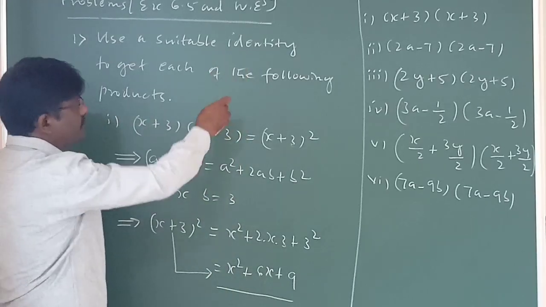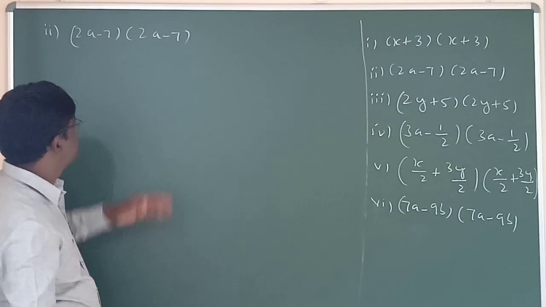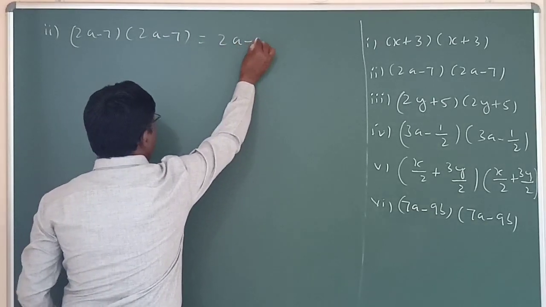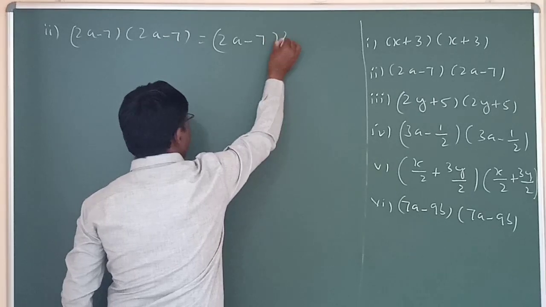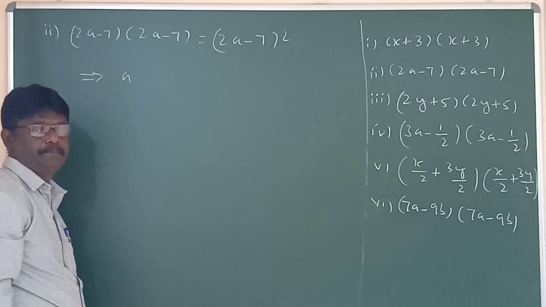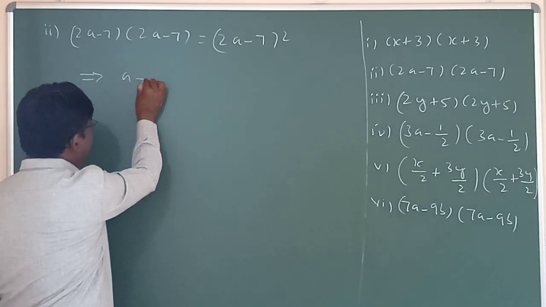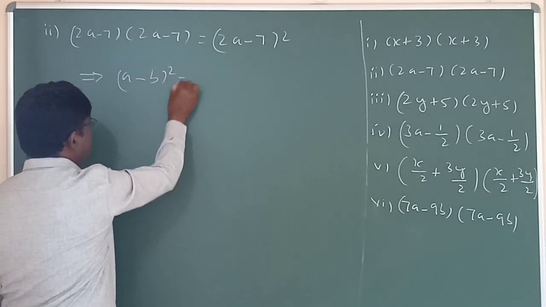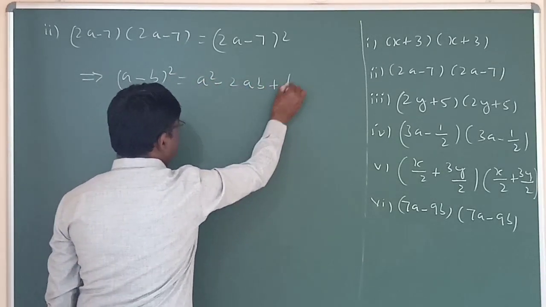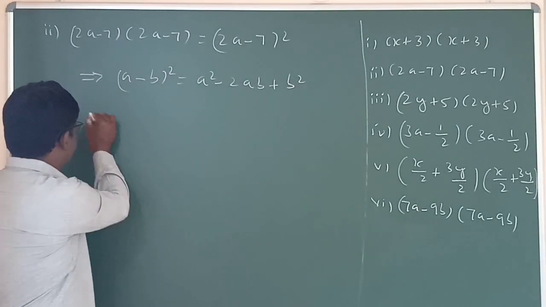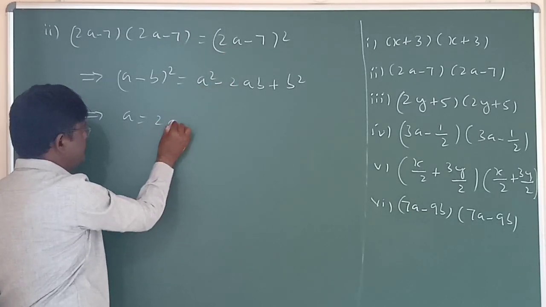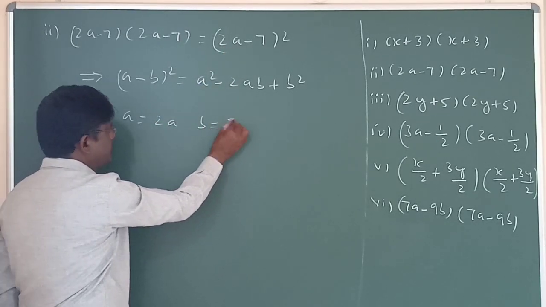Now we shall take sub number 2. Just take the second. This is equal to (2a minus 7) whole square. Now this implies what? Which identity? (a minus b) whole square equals a square minus 2ab plus b square. This implies a is the first one, 2a, b is 7.